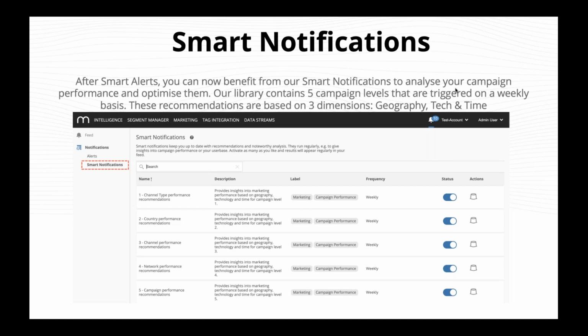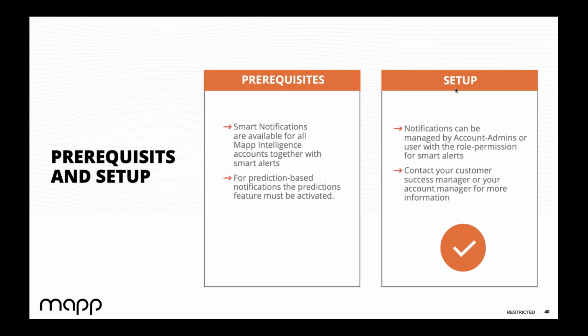Prerequisite-wise, there's not so much. The smart notifications, as said, are part of the smart alerts, and smart alerts are a default feature, so they are available in all Mapp Intelligence accounts. For the prediction-based notifications, the prediction feature must be activated. Questioning or asking who can activate these notifications, it is linked to the smart alerts, so every admin or user who has the right for smart alerts can activate and manage the smart notifications as well. In case you have questions, your success manager or account manager will be happy to assist.